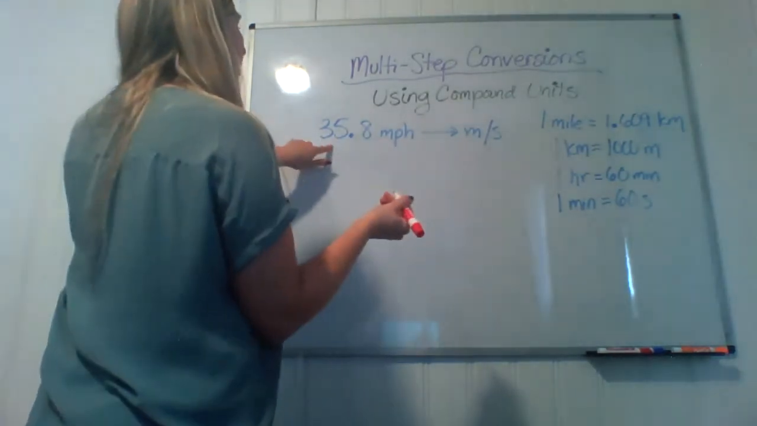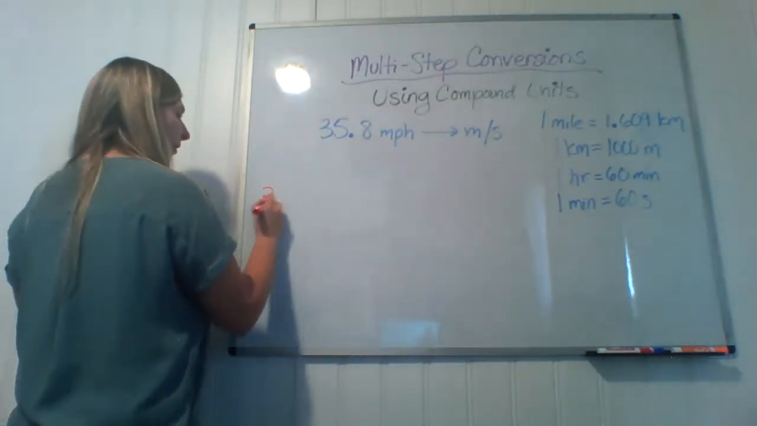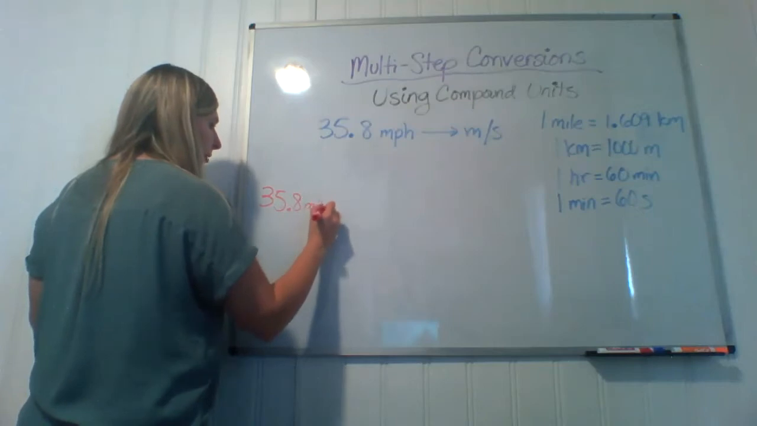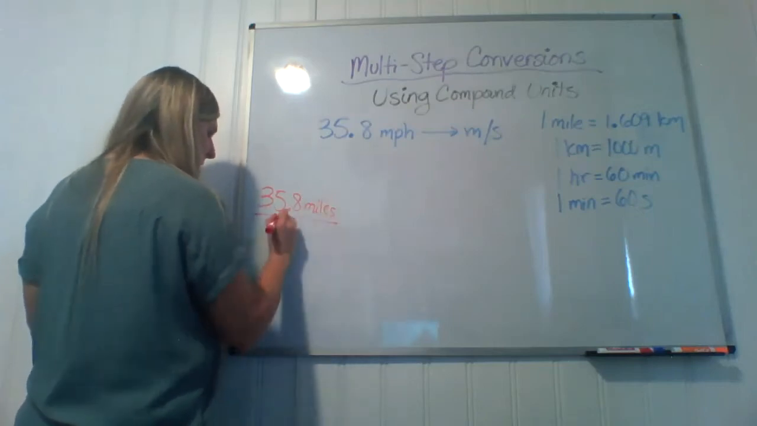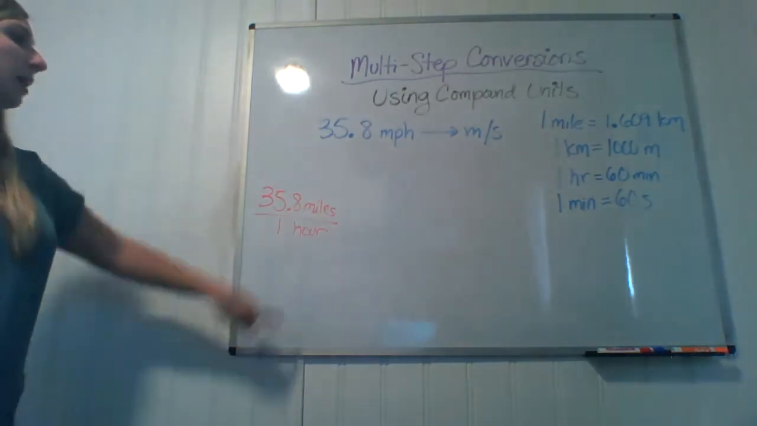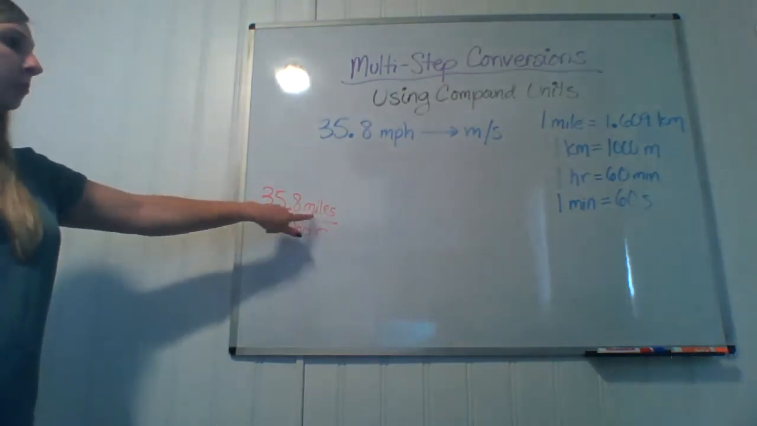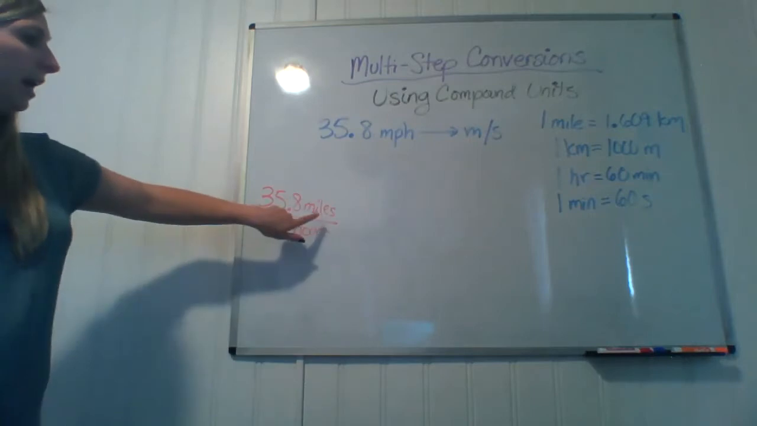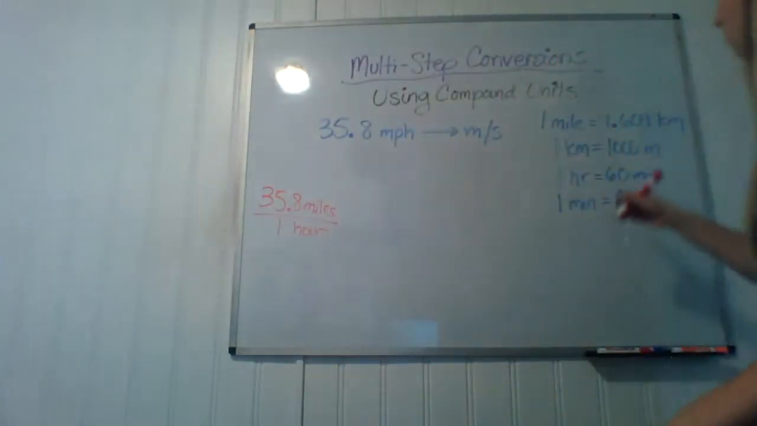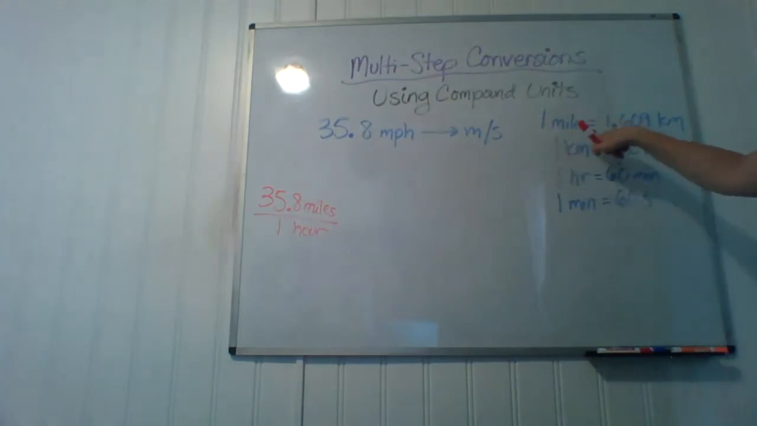So we're going to be starting with 35.8 miles per 1 hour. Okay, now we want to change miles. Now, what relationship do we have that connects miles to the metric system? 1 mile is equal to 1.609 kilometers.